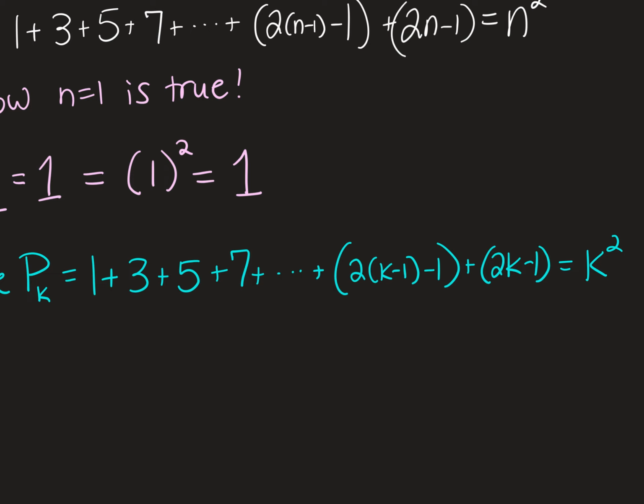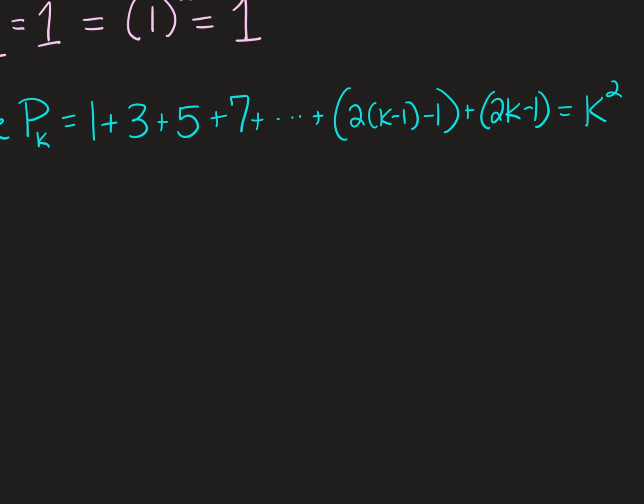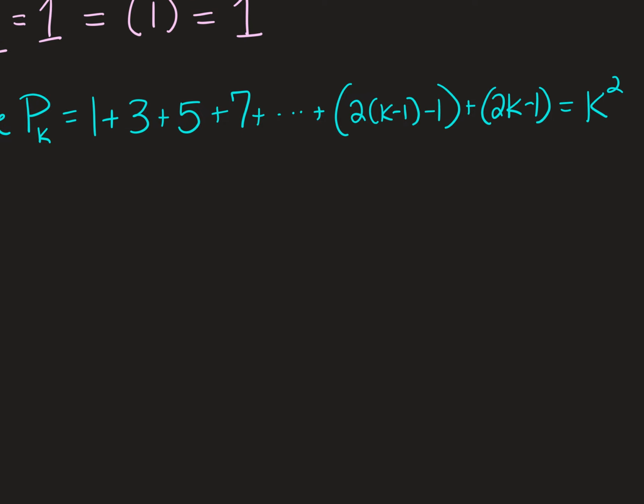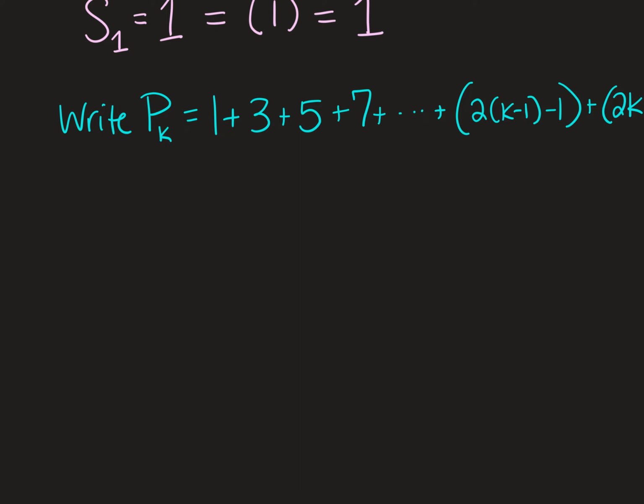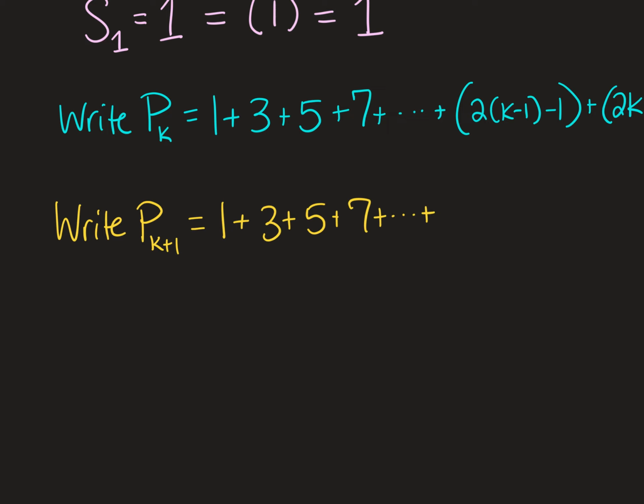Okay, now I'm going to write my P sub k plus 1 step. Now this is the step that you'll have to write tonight. So let's just keep that all in mind as we're going through this process. The rest of this is what we'll talk more about tomorrow, but we're just setting it up for tomorrow. Write the P sub k plus 1. So replace all of the k's with k plus 1. Okay, so we've got 1 plus 3 plus 5 plus 7 plus ... plus.